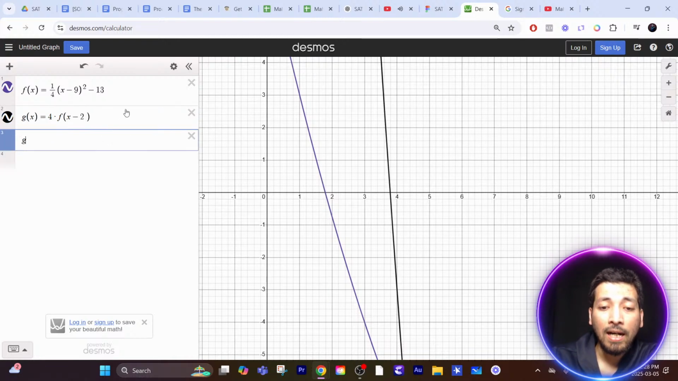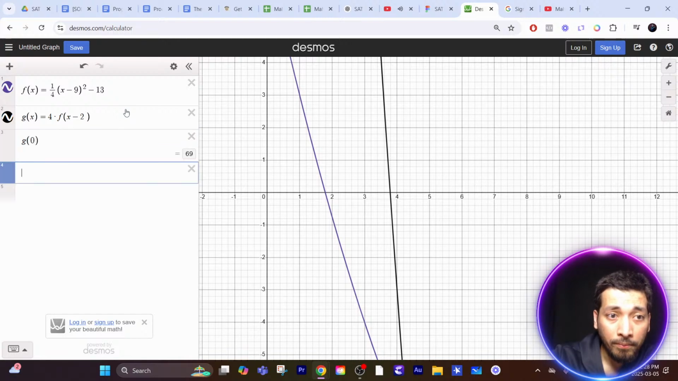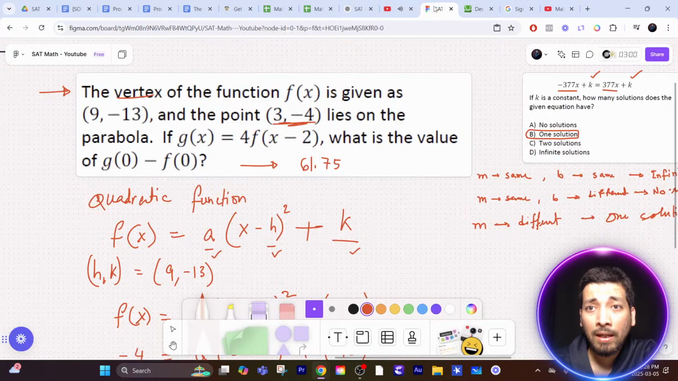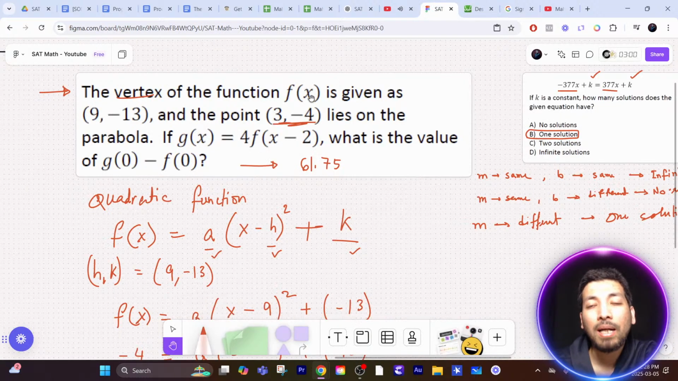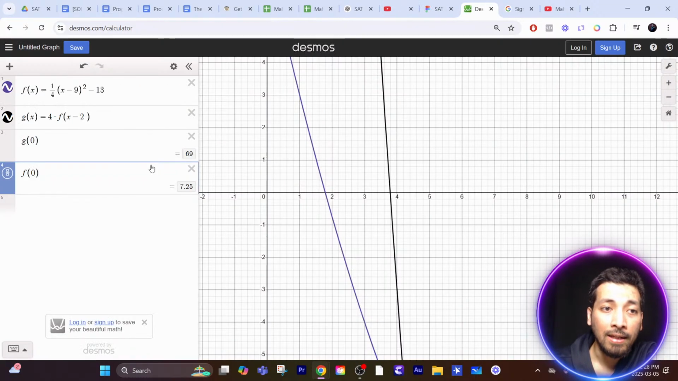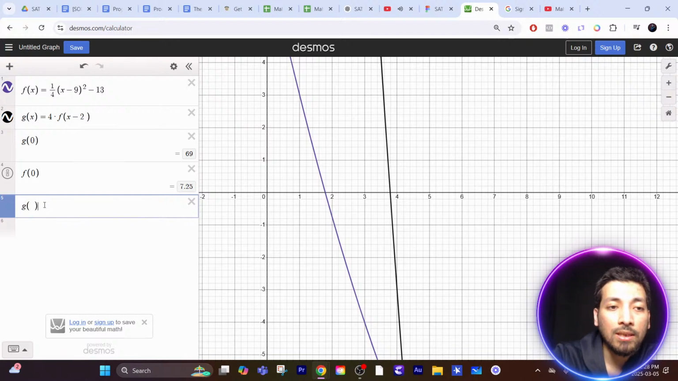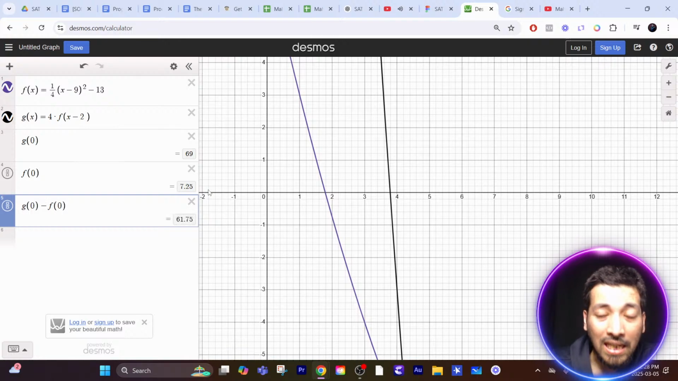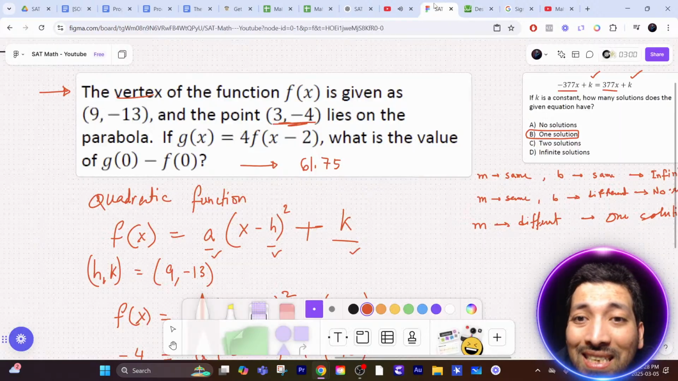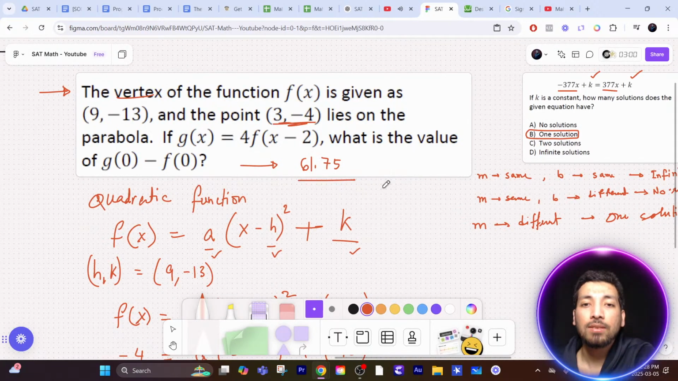And I can now find g of 0. I can also find f of 0. And the problem is asking g of 0 minus f of 0. What is the value of that? So simply put this in Desmos. g of 0 minus f of 0. You get 61.75, and that's our answer.